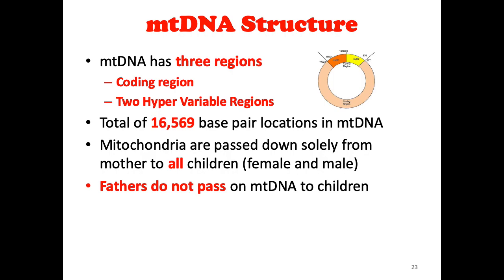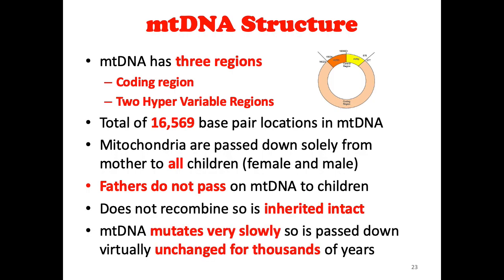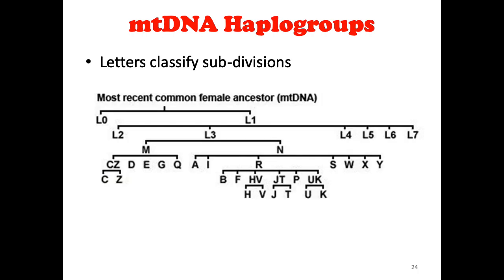Now, fathers don't pass down any of their mitochondrial DNA. It only comes from the mothers. And it doesn't recombine. It mutates very slowly. In fact, it mutates slower than Y DNA does. And therefore, it's used a lot of times to determine the ancient DNA of some of these skeletons that they find, because there's a lot of it, and it hasn't mutated.